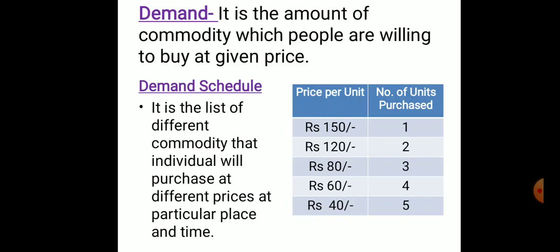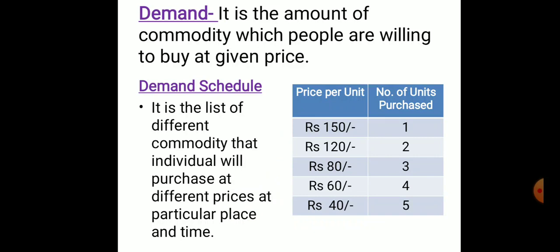Next important concept is the demand. So demand is nothing but the amount of commodity which people are willing to buy at a given price. So here, suppose we have to purchase any unit, the price per unit will be rupees 150. So for 150 we can purchase 1 unit.